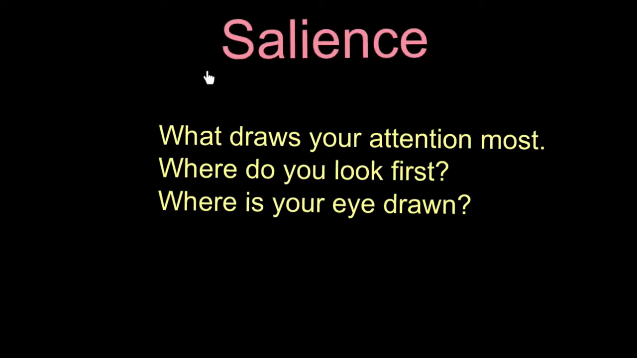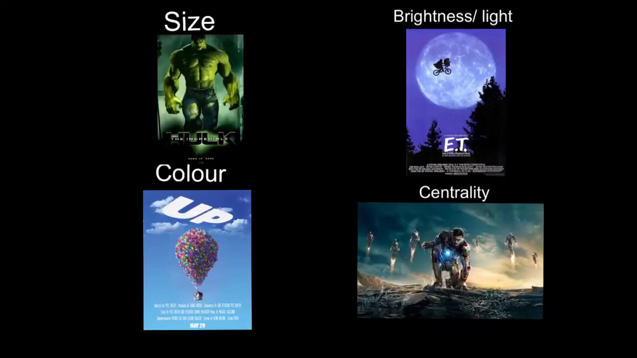Now we talk about salience. When we're talking about salience, we're talking about what draws your attention first. Where do your eyes go when you watch? So where do your eyes look first, and where is your eye drawn? If we have a look at a few different things, we can think about the way that people do things to see where they want to draw your attention.